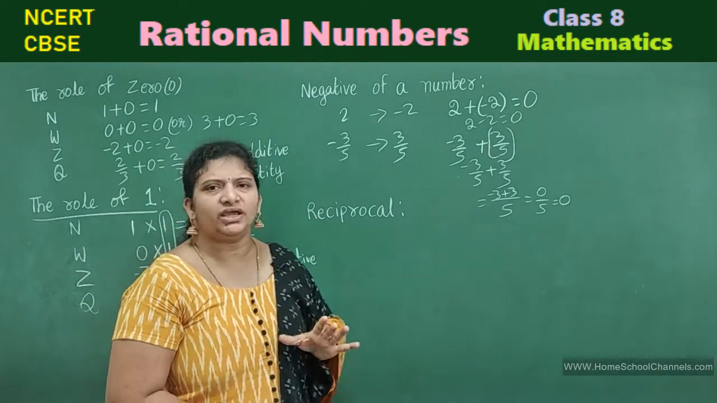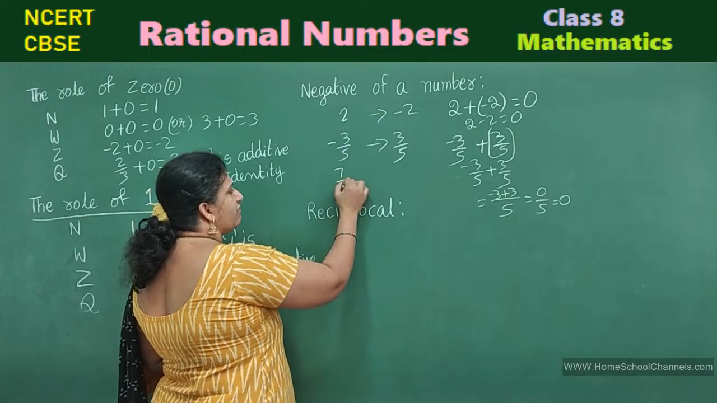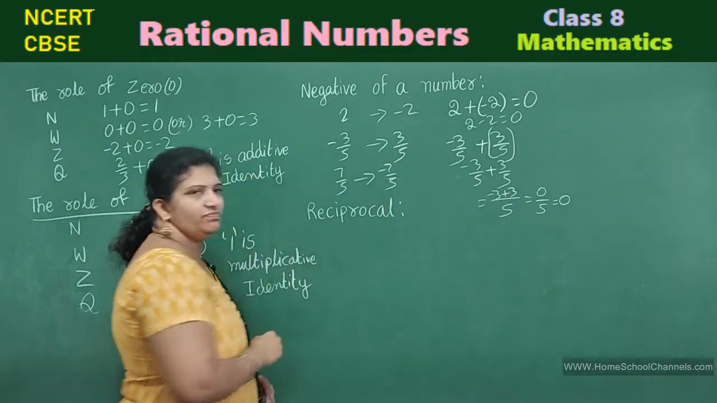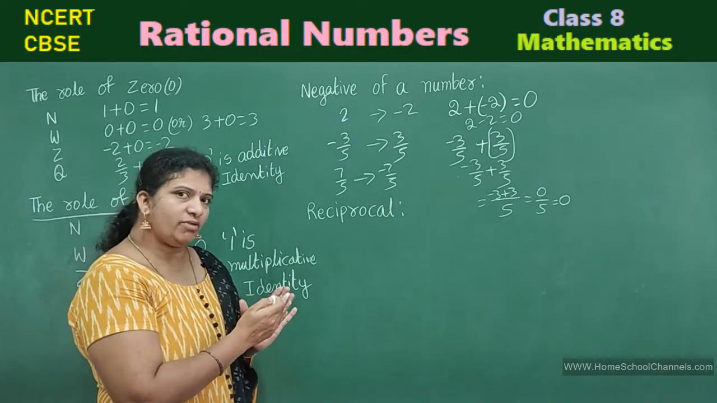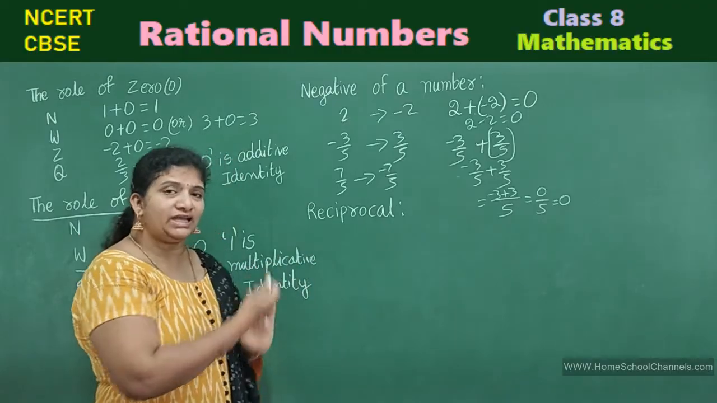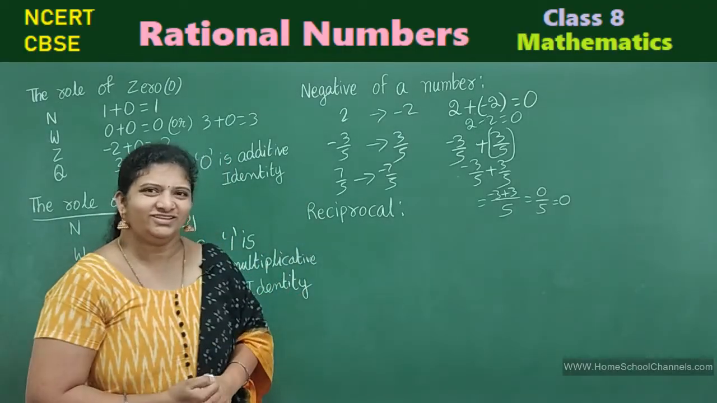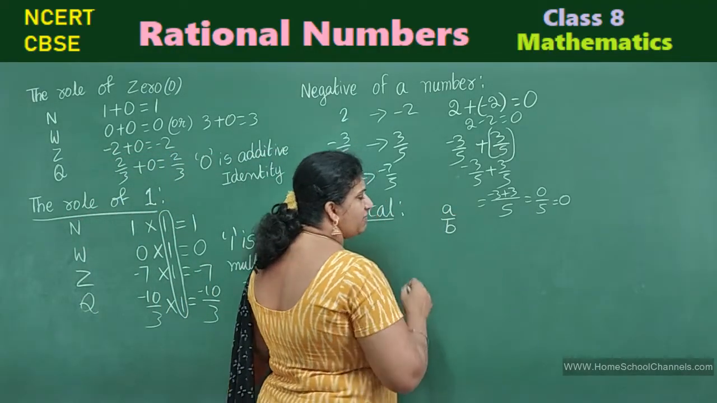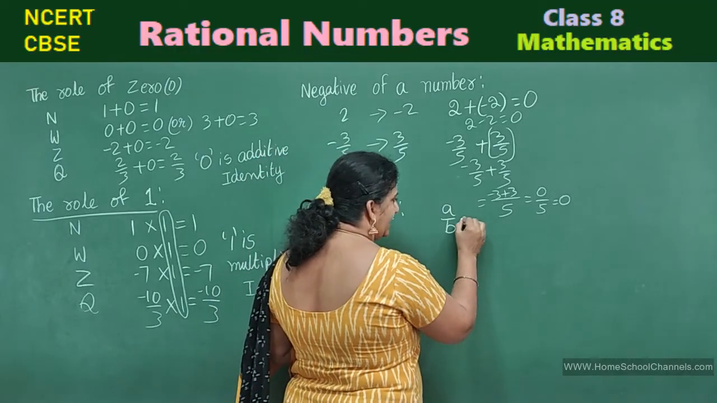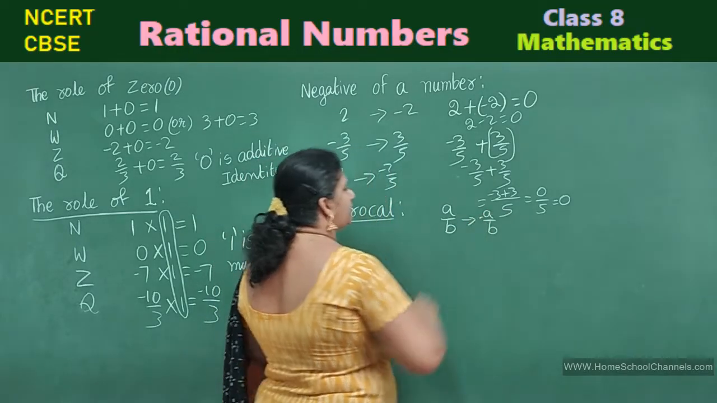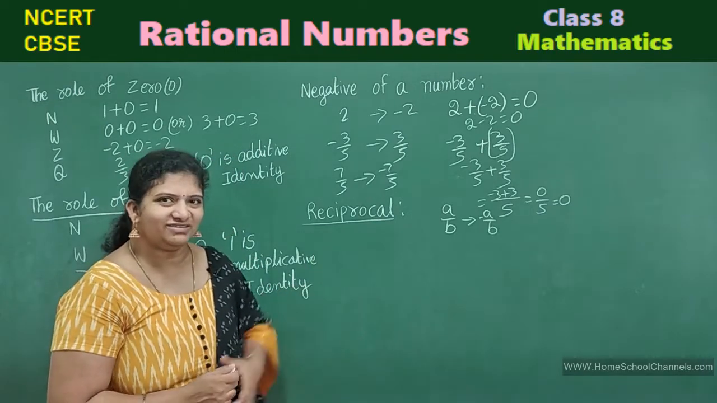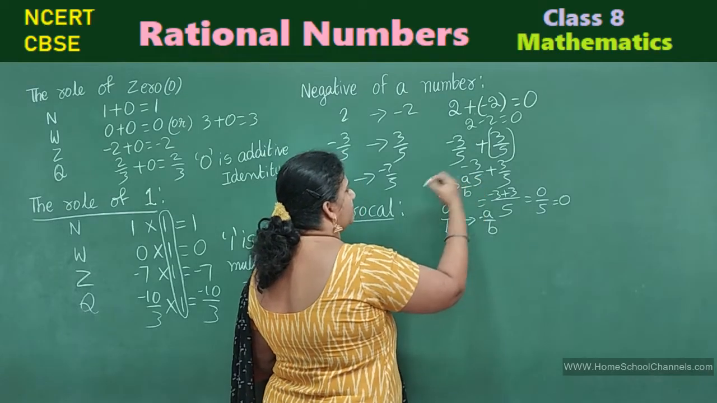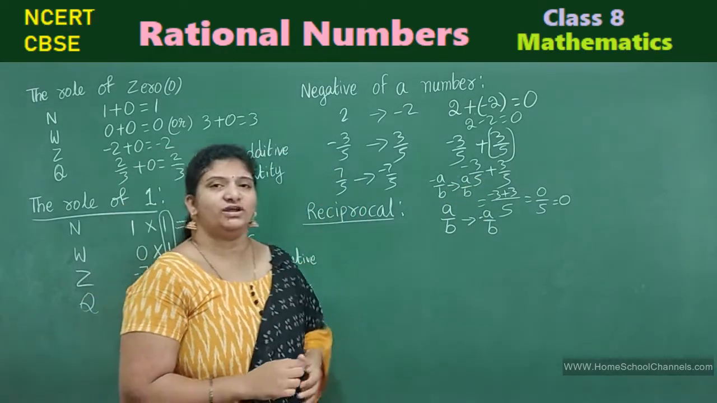So any number you take, suppose I ask you 7 by 5, what is the negative of the number? I may say it is minus 7 by 5. If a positive number is given, you say it with negative. If a negative number is given, you write it with positive. Or you may say that if A by B is a number, then its negative is minus A by B. And the additive inverse of minus A by B is A by B.